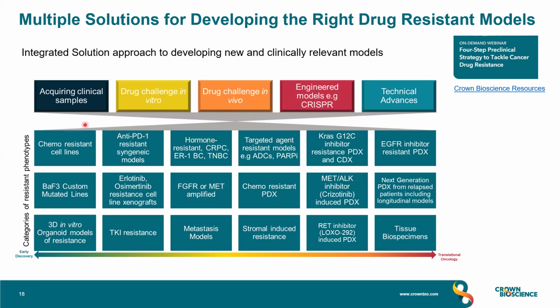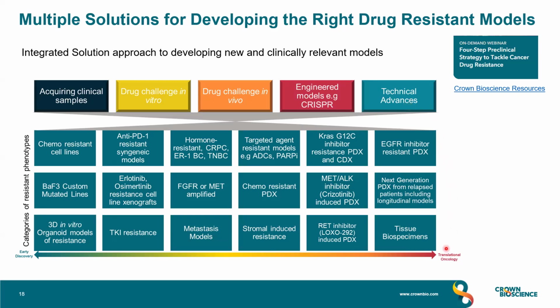So firstly, and most ideal, is to acquire from the clinic, like the next generation of models that I've just showed, which we know is not always possible. So alternative approaches are the next best options, where the models can be created with drug challenge, either in vivo or in vitro. You can engineer them with CRISPR, for example, or you can use advanced technology to maybe create new models such as organoids or surgical models with imaging.